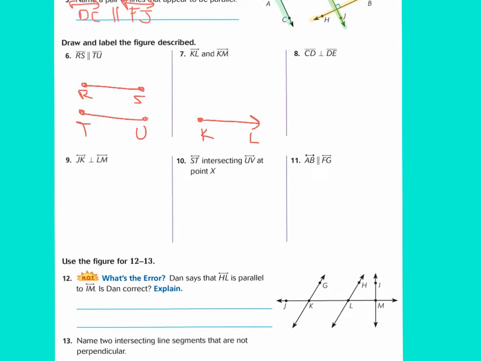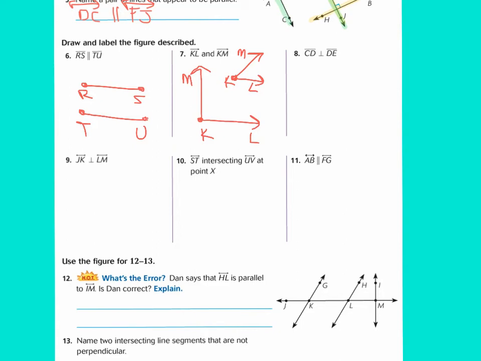I know they are connected because they share a common point, which is point K. So they need to be touching here. KL is my first one, and KM is my second one. But you could have had KL this way and KM that way, just so long as you can recognize that K is their common point. So either one of those would have been fine. It didn't really say what kind of angle it created.